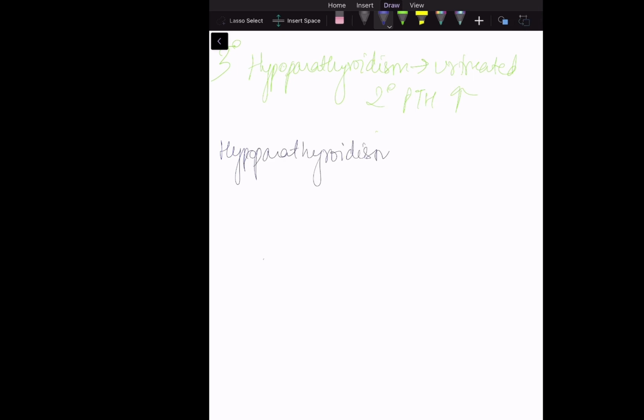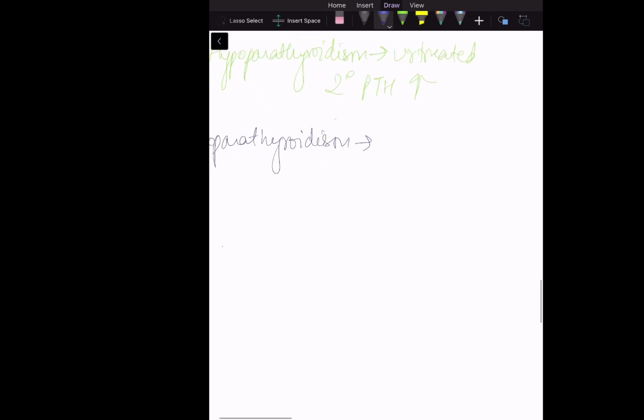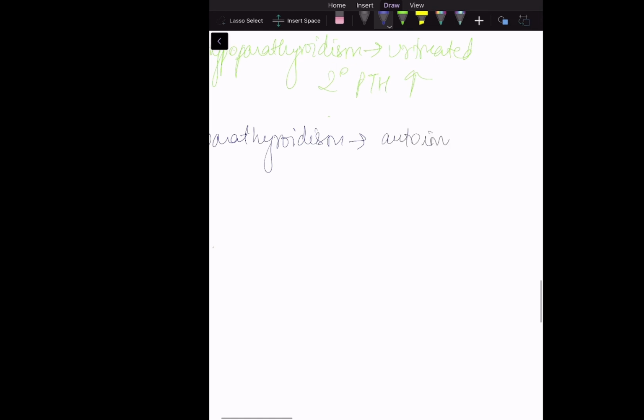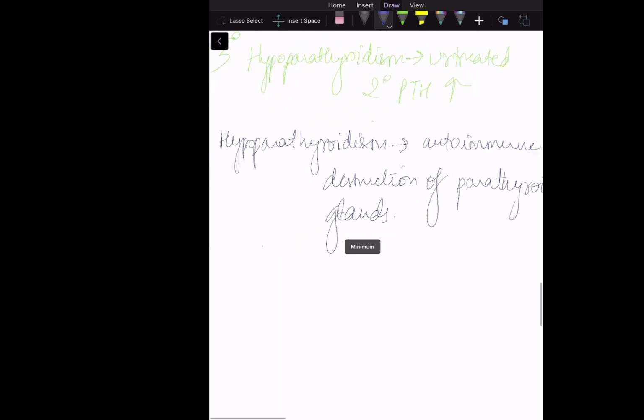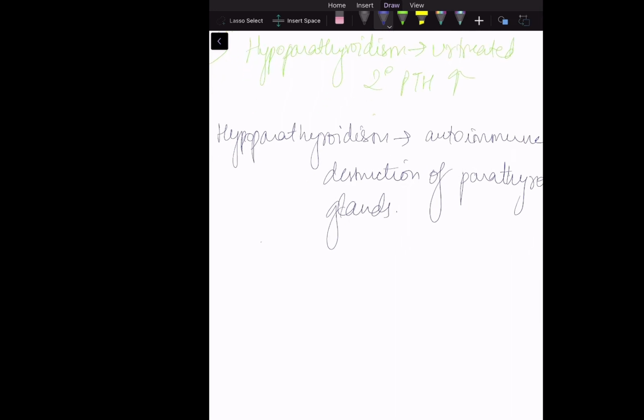So hypoparathyroidism. What is this? I will always tell you, if anyone asks you what is hypoparathyroidism, it is autoimmune destruction of the parathyroid glands. This is the basic definition. What is hypoparathyroidism? It is autoimmune destruction of parathyroid glands.